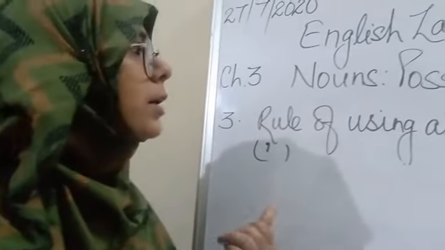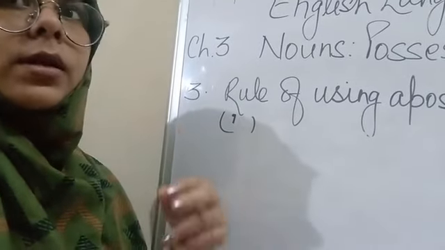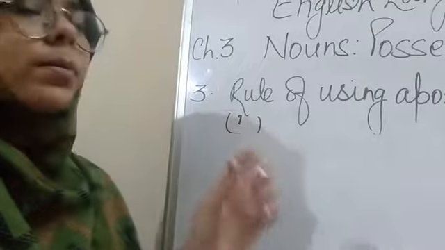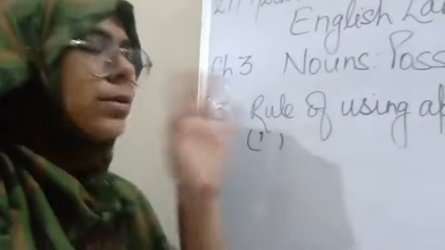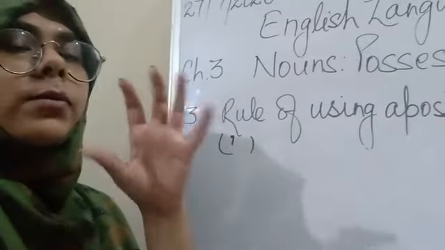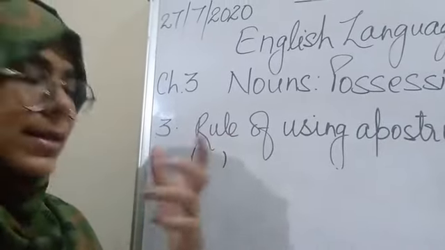So we studied about singular nouns. Singular nouns में हम apostrophe S लगा देते हैं. Then we read about the second rule, that is कि जो भी noun S से end होता है, हम simply उसमें apostrophe लगा देते हैं. Nothing else. We do nothing else. We just add an apostrophe. That's it. For the nouns which end with S.